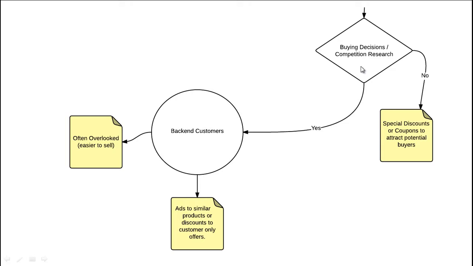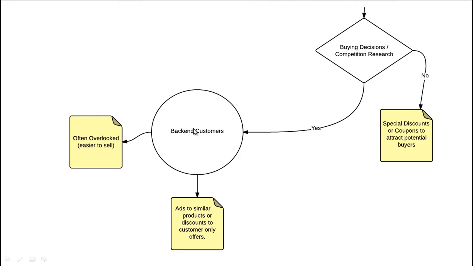All right, so moving along, we go into this area here, which is the buying decisions and competition research. So at this phase, they are ready to buy. They want to buy the product, but they're not sure about buying it from you or from your competitor. So what you could do is provide an ad with special discounts or coupons to attract potential buyers. Or you could send them to a comparison chart that compares you and your competitors. Because basically what you're trying to do is differentiate yourself versus your competitors.